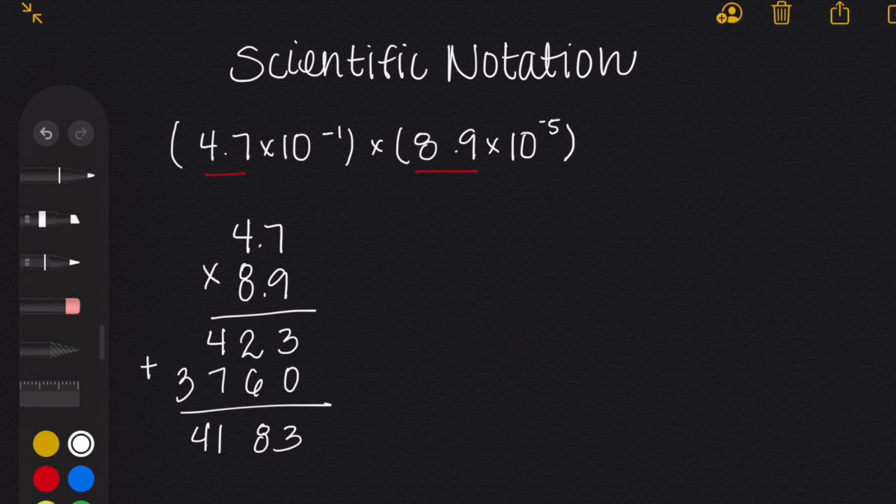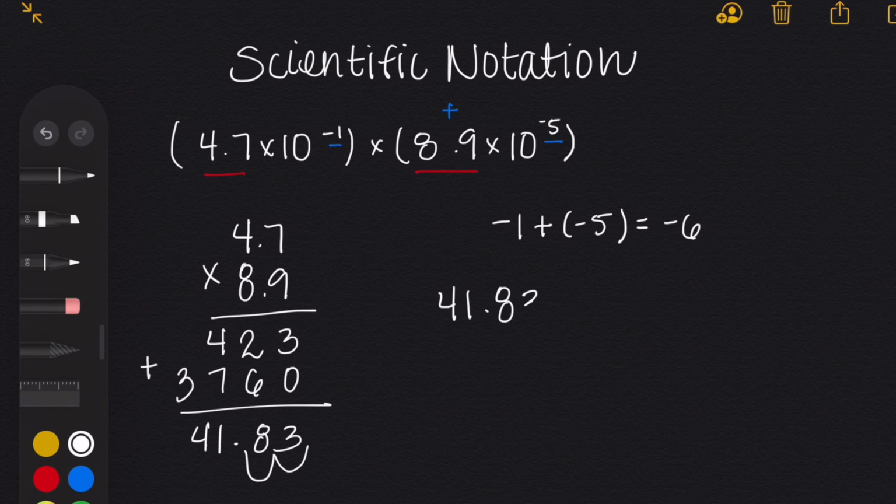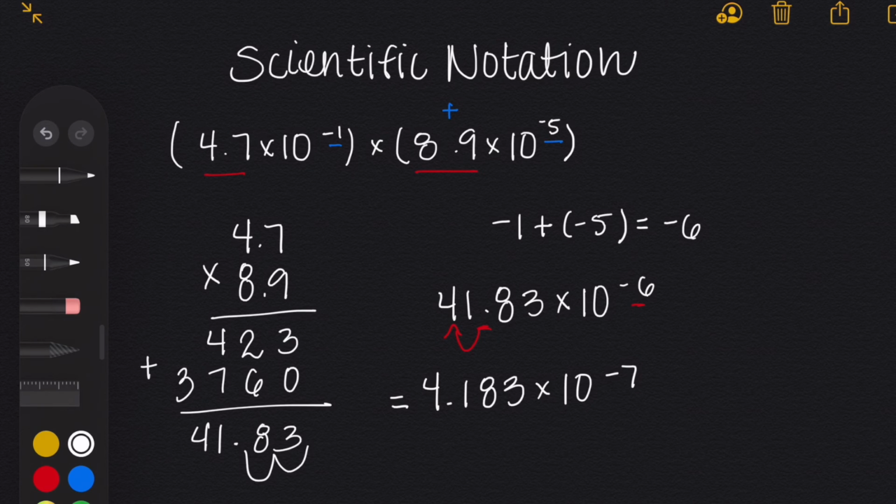Now we're going to take a look at -1 and -5. Those have to be added together. So when we add -1 plus a -5, we get -6. Now we write out 41.83 times 10 to the -6 power. However, we are not done yet because the decimal is in the wrong place. It has to be right after the 4. So now we move the decimal, and now we have to add 1 to the -6, which would then give us our final answer.